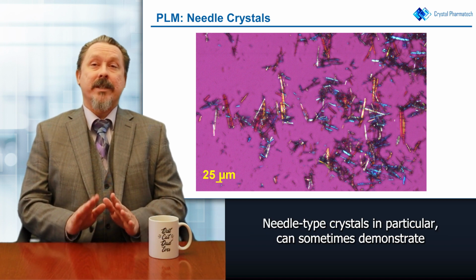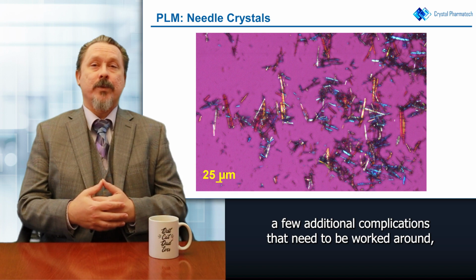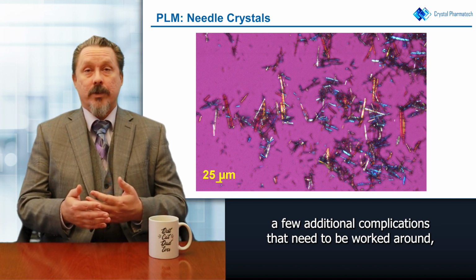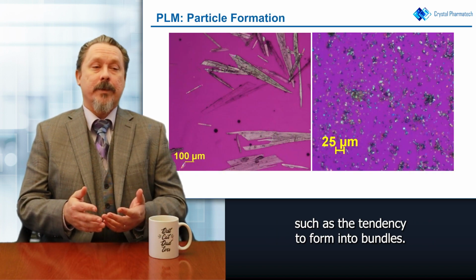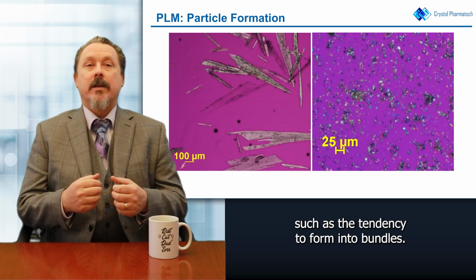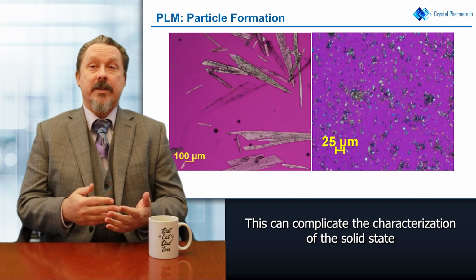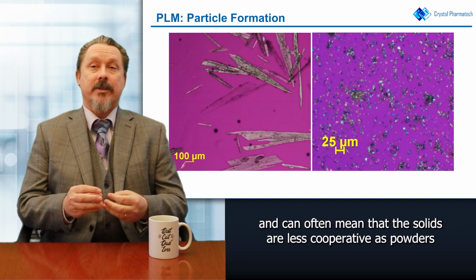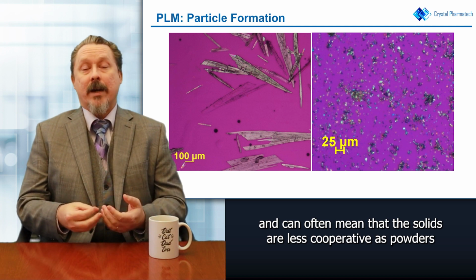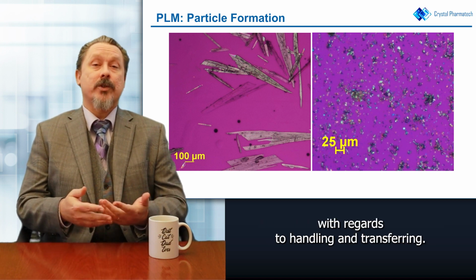Needle-type crystals, in particular, can sometimes demonstrate a few additional complications that need to be worked around, such as the tendency to form into bundles. This can complicate characterization in the solid state and can often mean that the solids are less cooperative as powders with regards to handling and transferring.